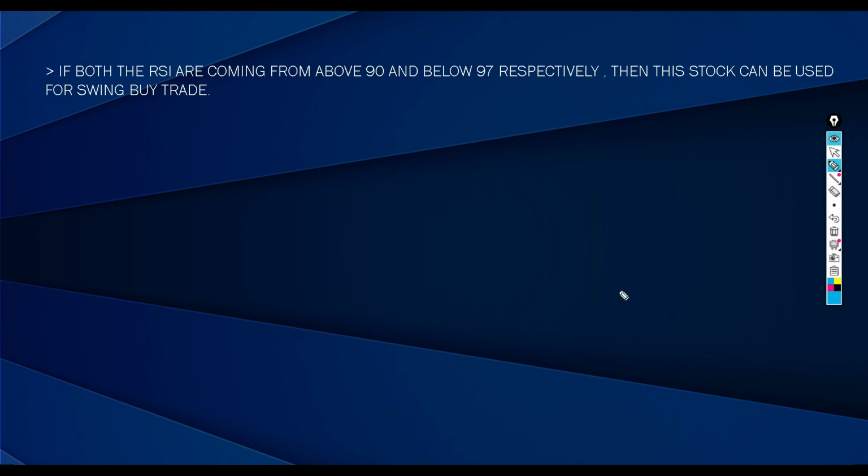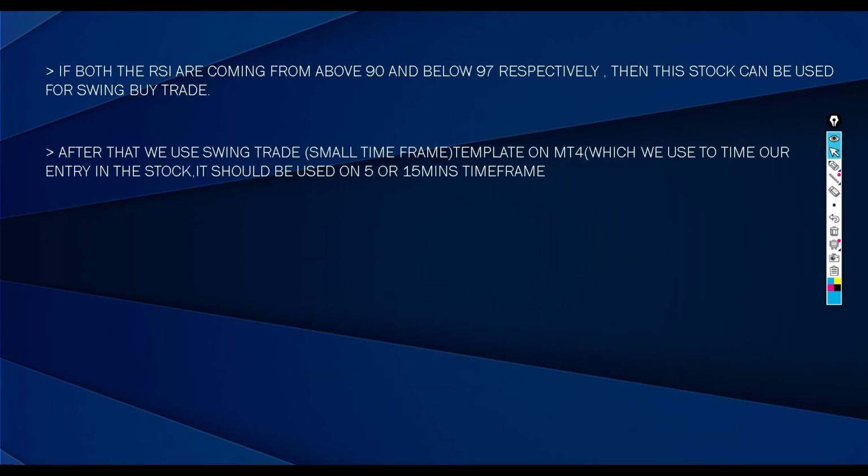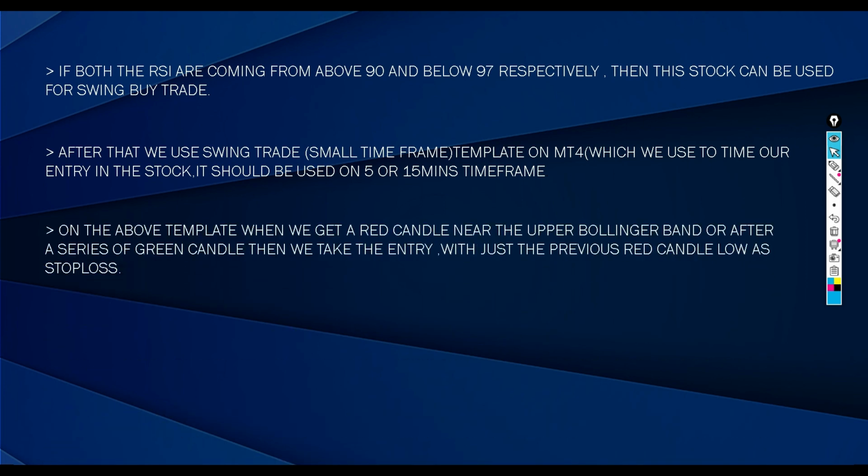Now what is the criteria? The criteria is very much the same. Once you identify a stock, go on swing trade daily time frame and check whether the RSI is falling or not. Once you identify the RSI is falling, you will go on the smaller time frame, RSI swing trade small time frame, and there you will identify whether there is an entry or not. To take your entry on the sell side, for the buy side we wait for a series of red candles, on the sell side we'll wait for a series of green candles. As soon as we get a series of green candles on the upper end of the Bollinger Band, on the selling side, on the buying side it was the lower end of the Bollinger Band, on the selling side it will be the upper end of the Bollinger Band.